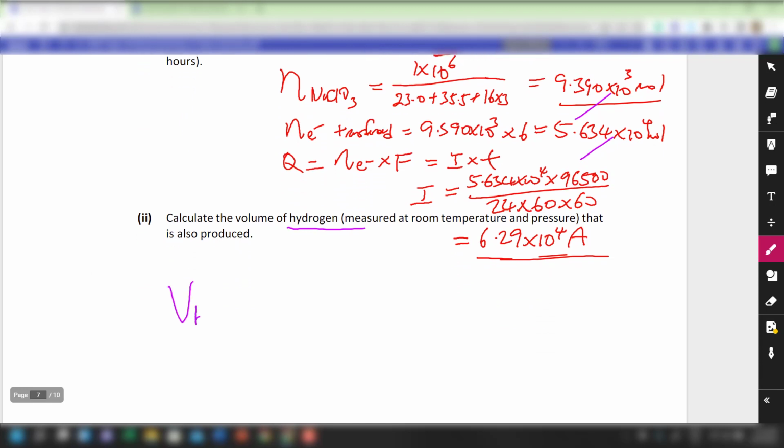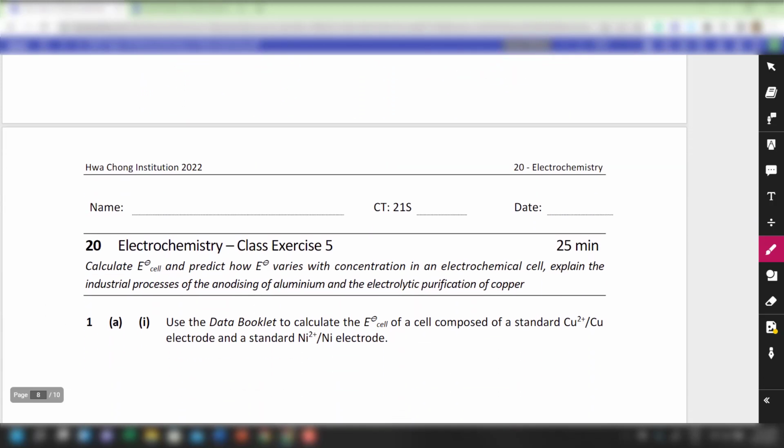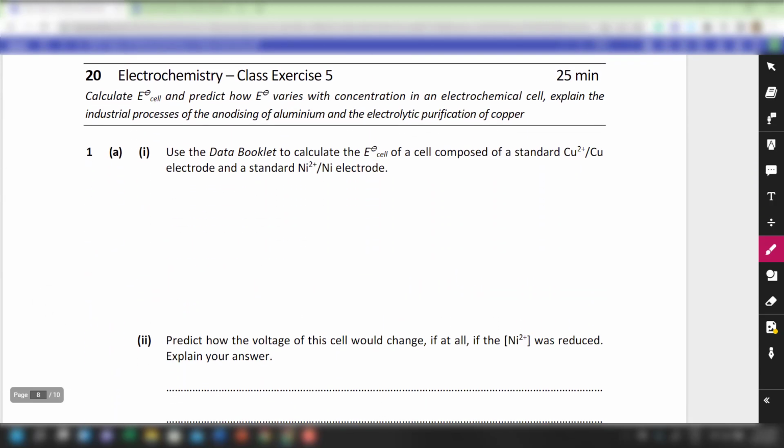So the volume of hydrogen produced is equal to, I choose to do it this way, 9.390 times 10 to the power of 3 multiplied by 3, and then multiply by 24, since I'm told that I'm supposed to calculate the volume at room temperature. So that will give me 6.76 times 10 to the power of 5 dm cube. Okay, right, so we are done with in-class exercise 4. So now we'll move on to in-class exercise 5.